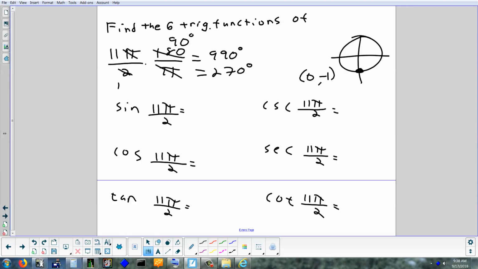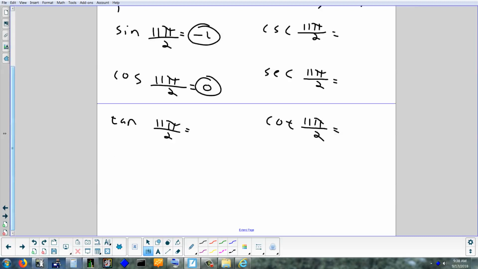So Corey, what's my sine? Negative 1. Yep. Eric, what about my cosine? Positive 1. Well, oh no, it's 0. The cosine is just the x value, so it's just your 0. And now tangent is y over x. So Chris, if I try to take -1 and divide by 0, what do I get? Undefined. You can't divide by 0.